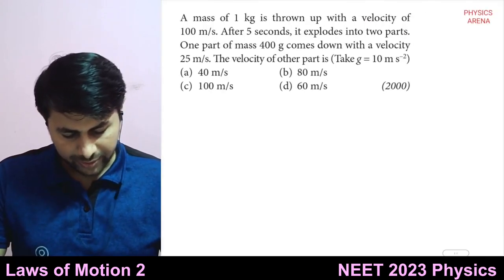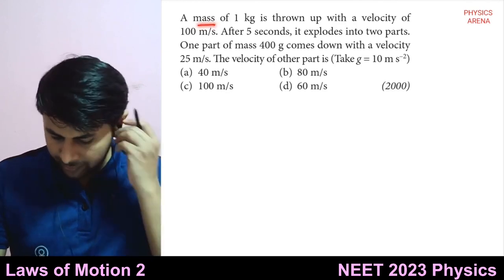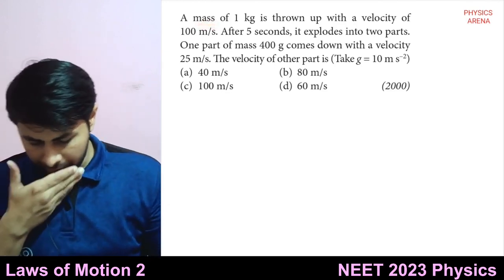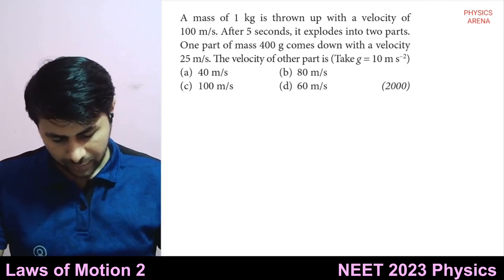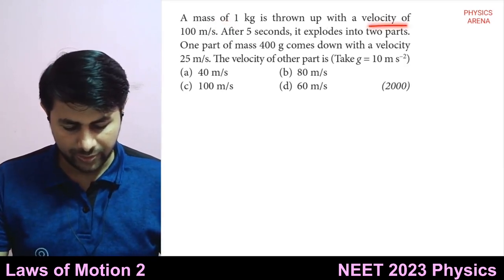Okay, the next one. A mass of 1 kg is thrown up with a velocity of 100 meters per second.